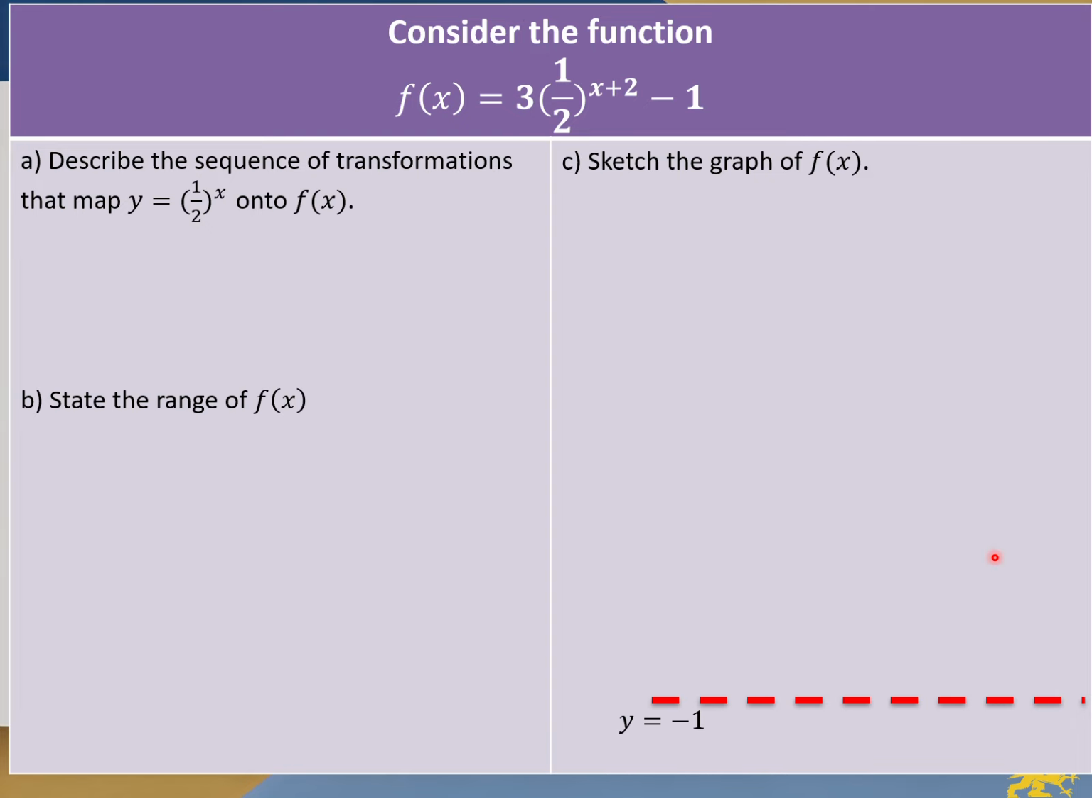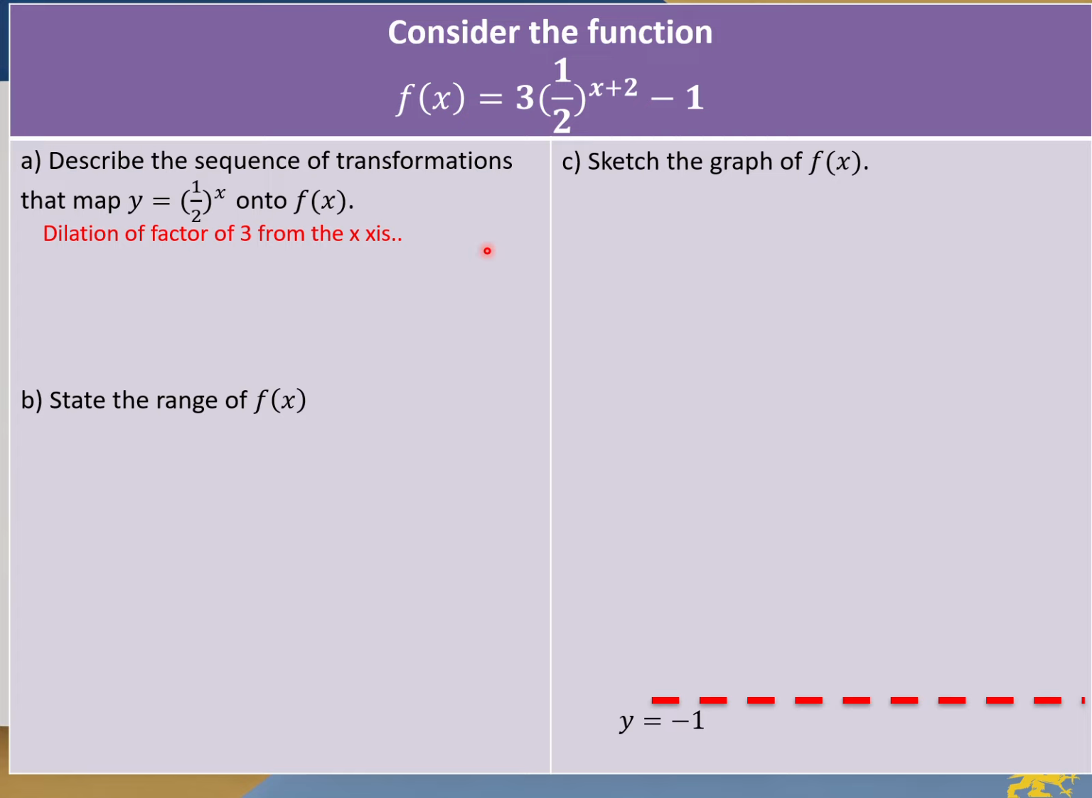Let's look at the next one. Apologies, I must not have animated it properly. I've got an asymptote there. So the first thing I need to do with f(x) = 3(1/2)^(x+2) - 1 is think about what is happening in terms of transformation. The 3 there is a dilation, and it's doing it to the y values. So that means it's a dilation by a factor of 3 from the x-axis.